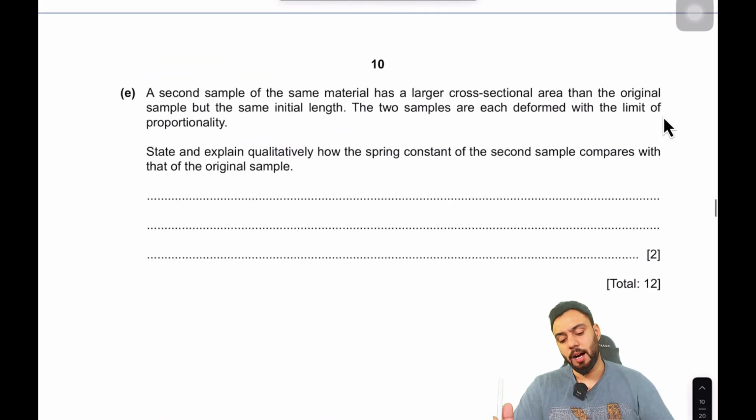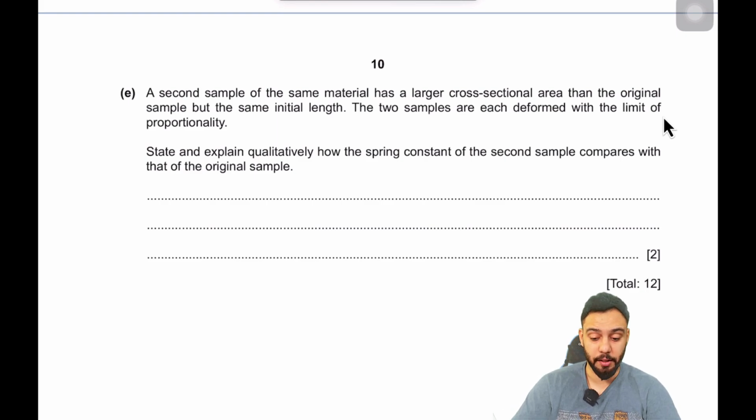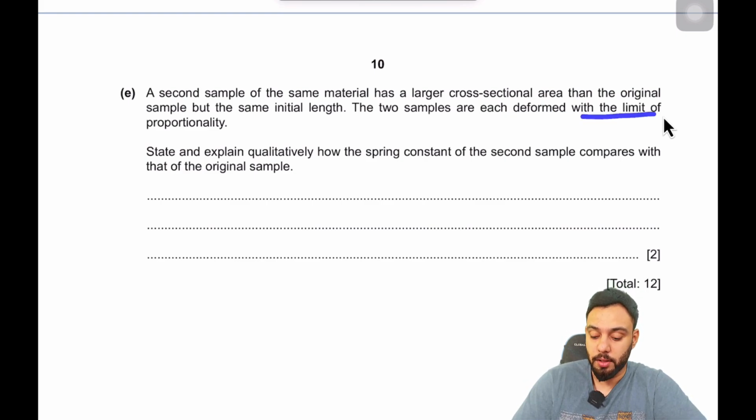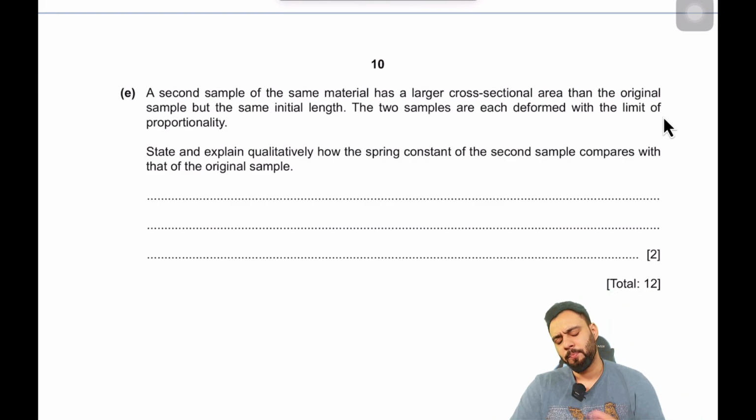Last part states that a second sample of the same material has a larger cross-section area. So there's a second sample of the same material that has a larger cross-section area than the original sample, but the same initial length. Okay. The two samples are each deformed within the limit of proportionality. Okay. State and explain quantitatively how the spring constant of the second sample compares to that of the original sample.